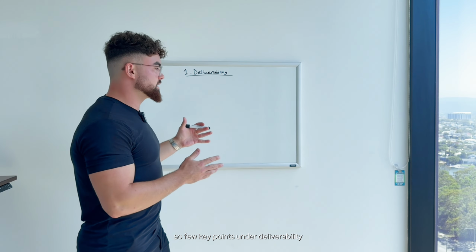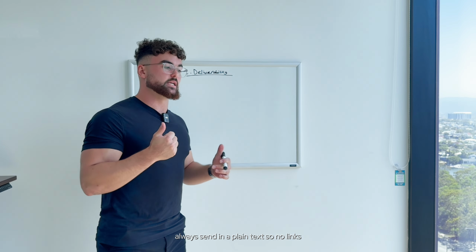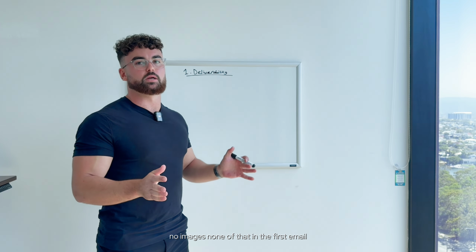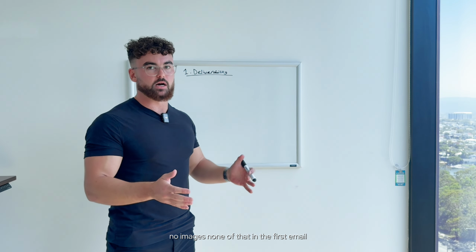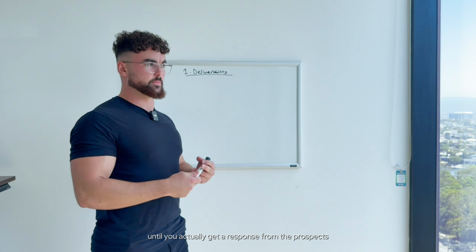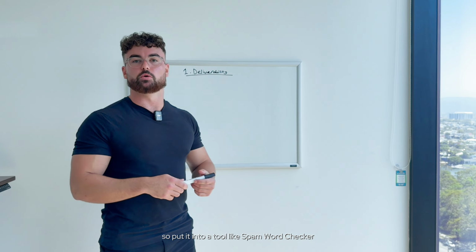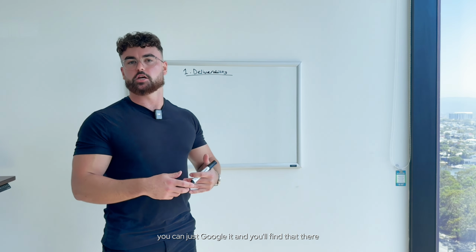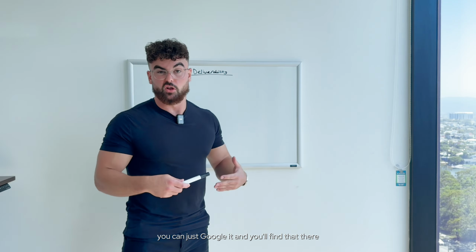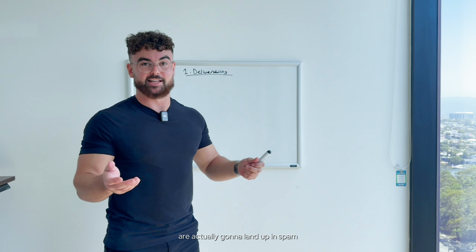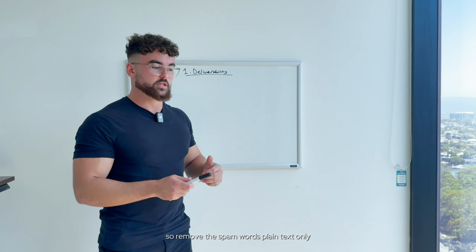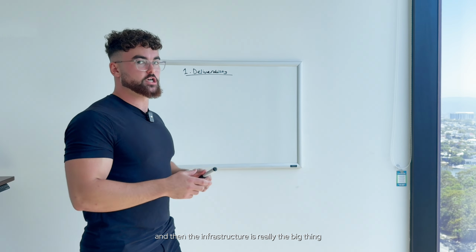So a few key points under deliverability: always send in plain text. So no links, no images, none of that in the first email until you actually get a response from the prospect. Obviously, the other thing would be to remove the spam words. So put it into a tool like Spam Word Checker. You can just Google it and you'll find that there. A lot of the words that you might be using are actually gonna land up in spam. So remove the spam words, plain text only, and then the infrastructure is really the big thing.